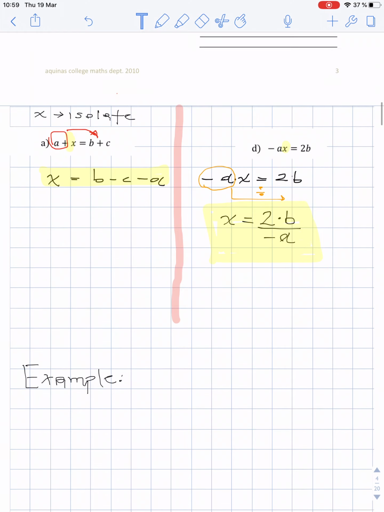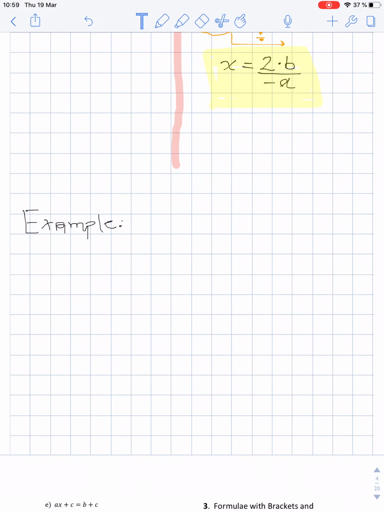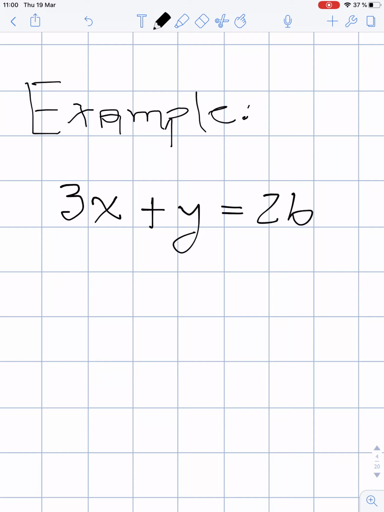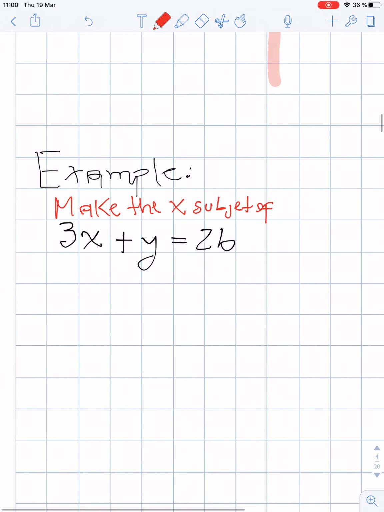Now I'm going to do an extra example of this kind of problems. I'm going to write, for example, 3x plus y equal to b. Okay? And in this problem, we are going to isolate the variable x. That I'm going to write, that is, make the x subject of. Okay? It means we need to isolate the variable x.